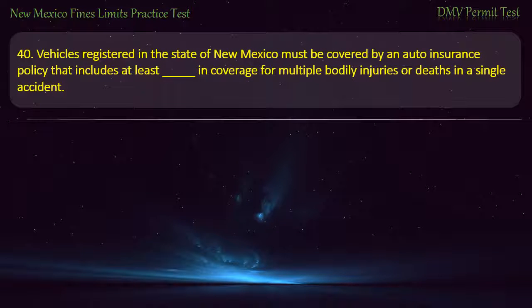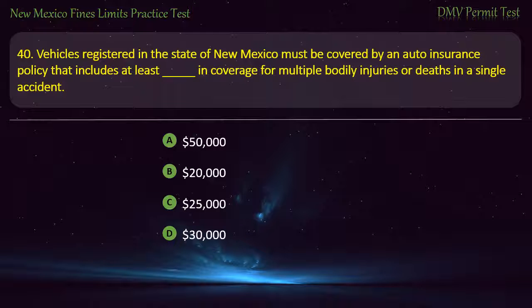Question 40. Vehicles registered in the state of New Mexico must be covered by an auto insurance policy that includes at least in coverage for multiple bodily injuries or deaths in a single accident. $50,000, $20,000, $25,000, $30,000. Answer. $50,000.